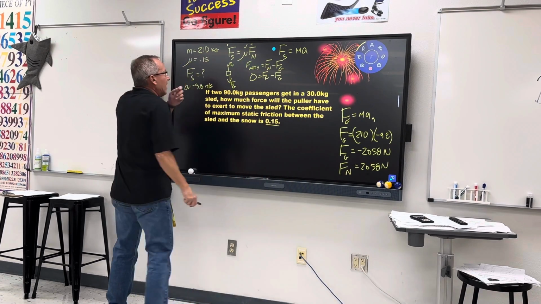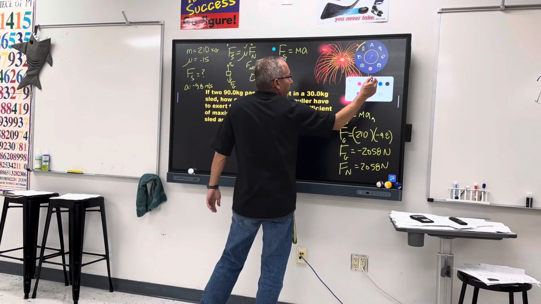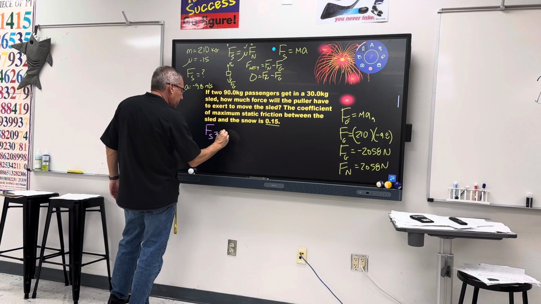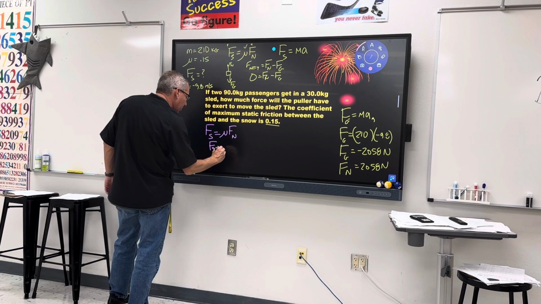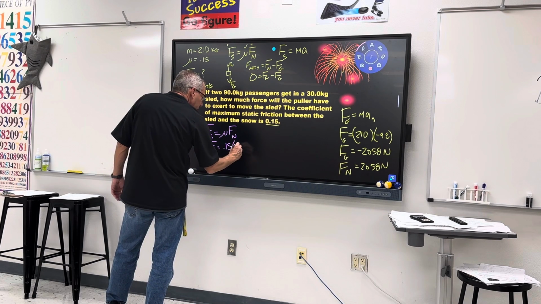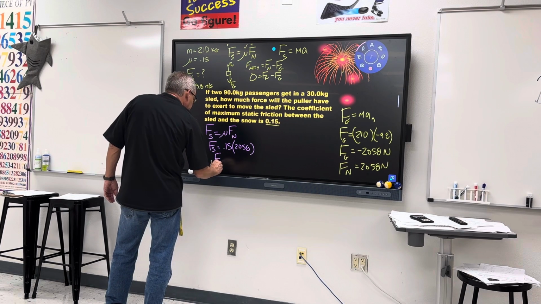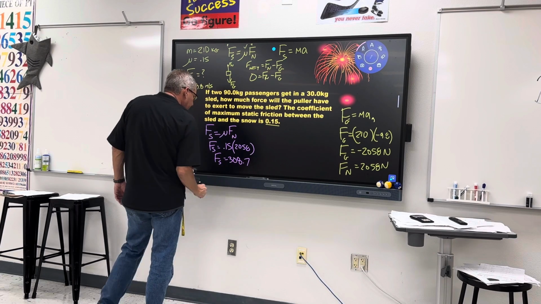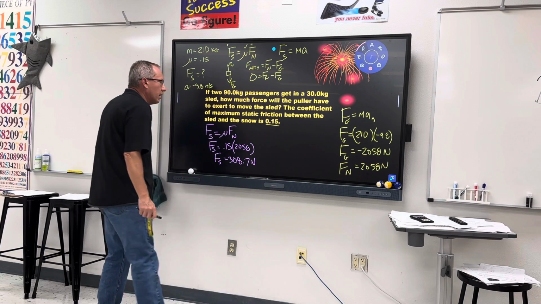Can I now use my static friction equation? Sure I can. Static friction equals mu times the normal force. My static friction is going to equal 0.15 times 2058. The static friction is going to equal 308.7 newtons. Does everybody see that?